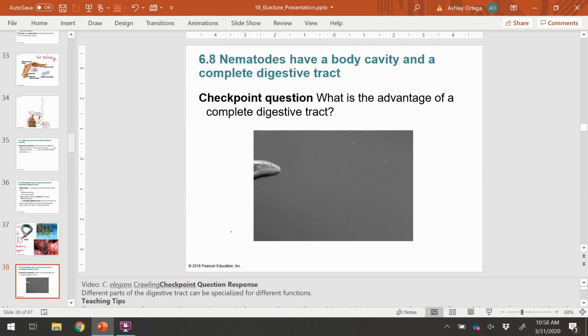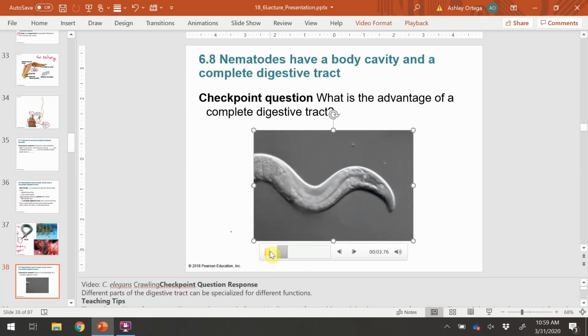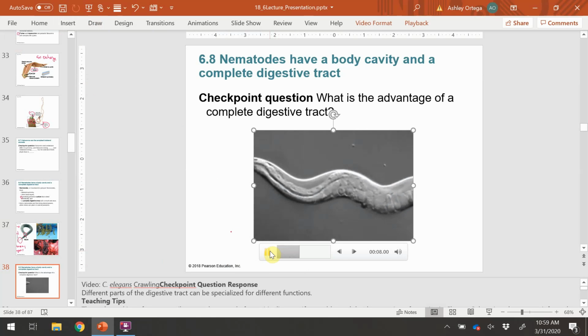And so that's what you can see in this video here. Is the movement of the, I believe it's the C. elegans, yes, our poor free-living nematode that gets scientifically researched all too often. So you can see how it squiggles from side to side. That's from that longitudinal muscle going from head to tail.